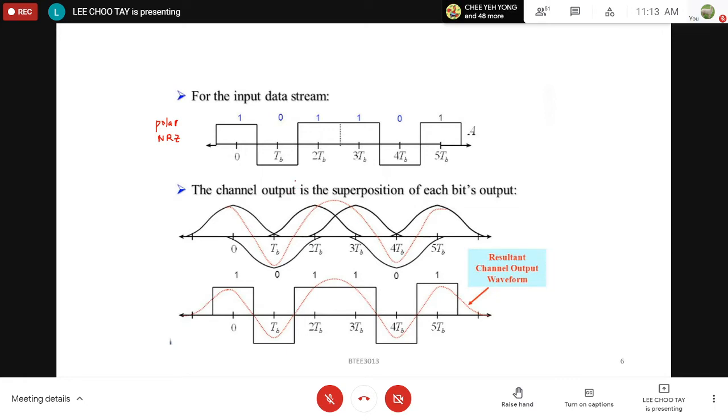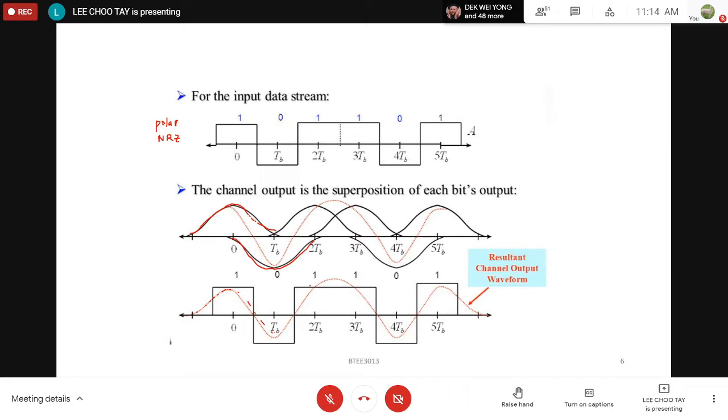what we're going to have is, instead of rectangular pulses like this, let's say a binary one in this case, the pulse will be smeared and take this form. And for binary 0, you will have a pulse that takes this form here. So basically the resultant channel output is the superposition of all these pulses. Then you'll get this dotted one.